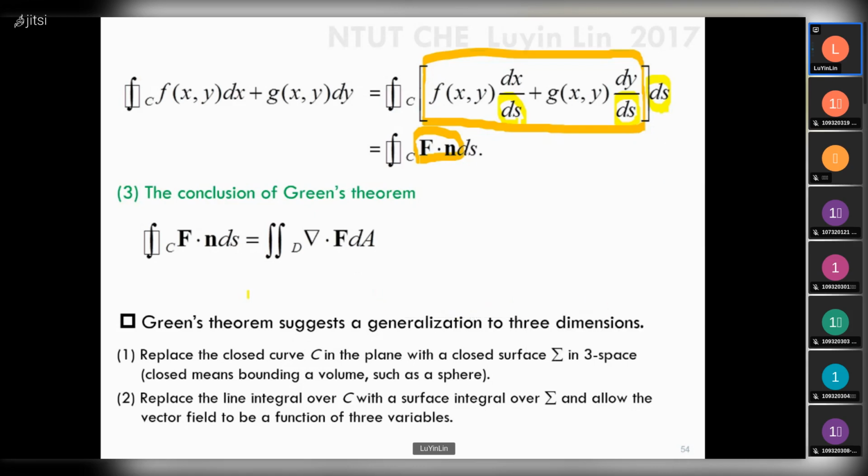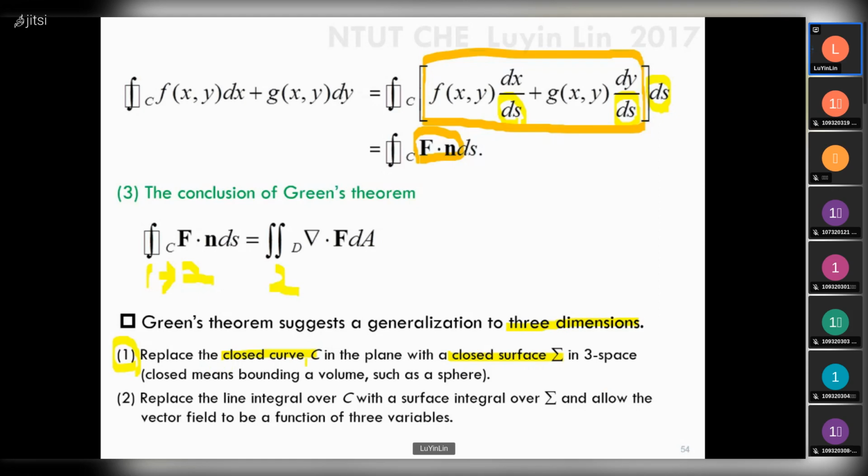Okay, so let's observe this Green's theorem. This is from 1 to 2, single integral to double integral. So now, how do we lift Green's theorem to 3 dimensions? First, we want to lift the single integral to a double integral. So using the first part, replace the closed curve C with a closed surface sigma.